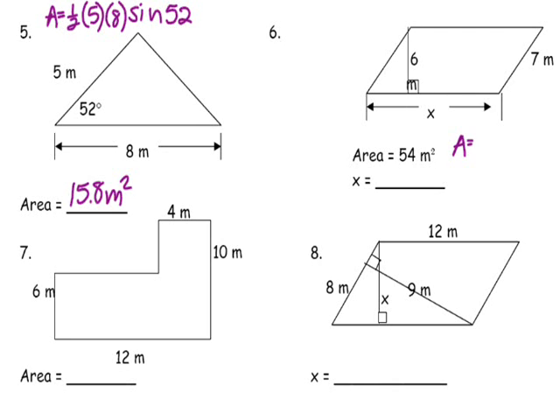And we know that in a parallelogram, area equals base times height. So the only question here is, what do I use for the height? Do I use 6 or do I use 7? If you shouted out 6, then you are correct. So my area equals 6x, so really that's 54 equals 6x, which means that x has to equal 9 meters. Okay, base and height are always perpendicular to each other.